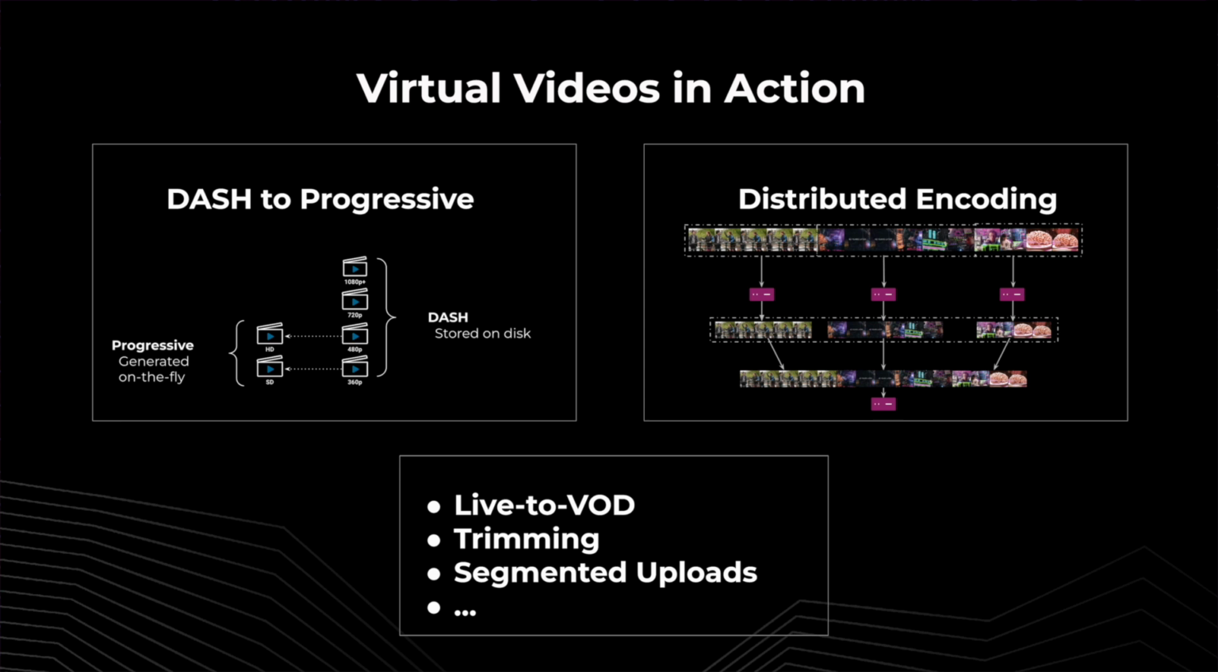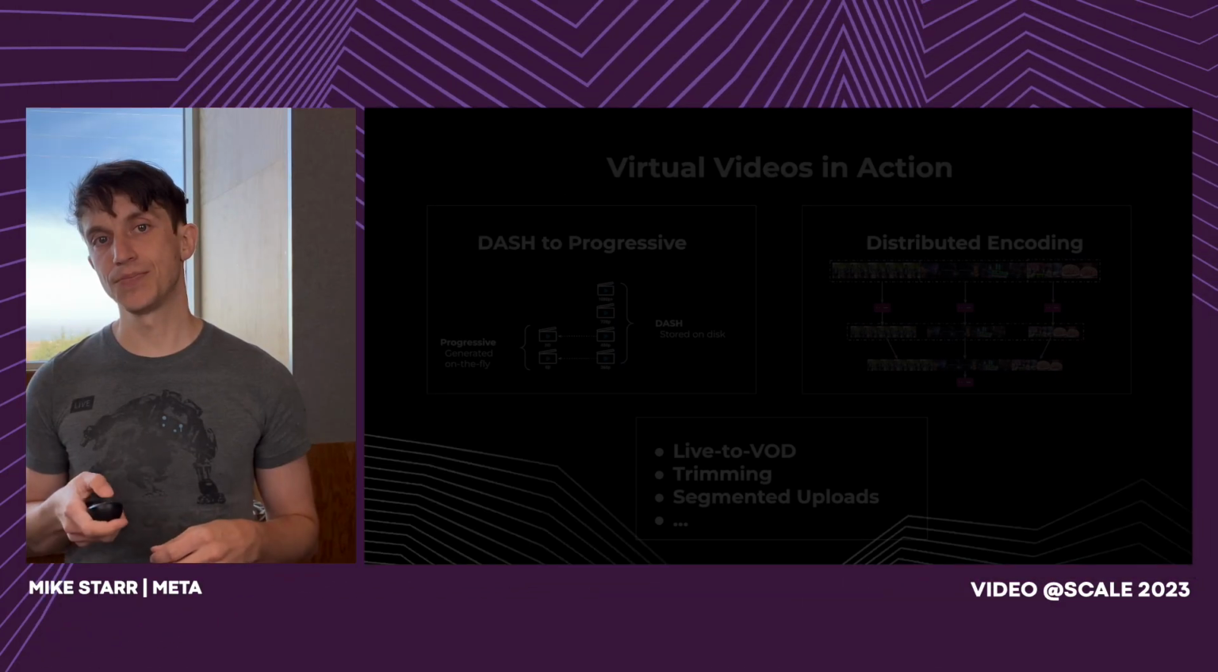Now, while we initially came up with the idea of a virtual file to solve the storage problem of progressive MP4s, we realized that it can actually be used to greatly simplify other processes in handling video data too. From distributed encoding to converting live videos into static VOD, virtual video files give us a powerful way to address, manipulate, and change the layout of our video data efficiently. We're going to take a closer look at two of these examples.